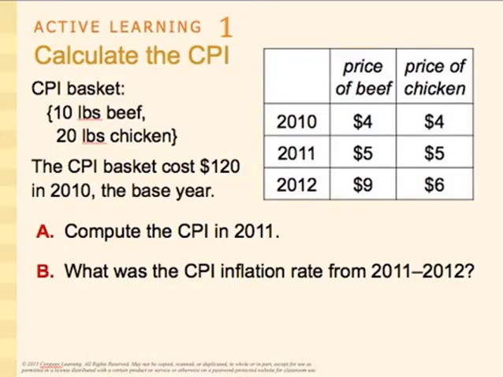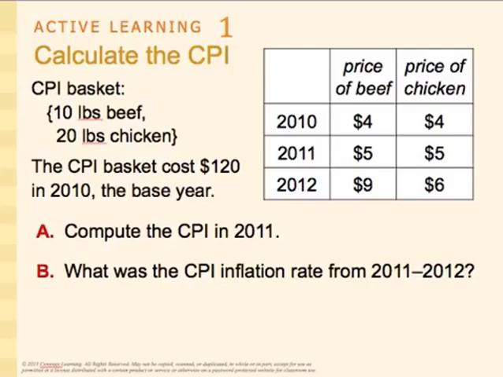Let's take a look at the CPI basket where we're getting 10 pounds of beef and 20 pounds of chicken. Okay, small basket, we're just buying meat here. All right, 2010, 2011, 2012, we see prices of beef and chicken change. They go up in each year. The CPI basket costs $120 in 2010, which is going to be our base year. So in 2010, to get 10 pounds of beef, we pay $4 per pound, and to get 20 pounds of chicken, we pay $4 per pound, and our market basket of beef and chicken costs $120 in 2010, which is our base year.